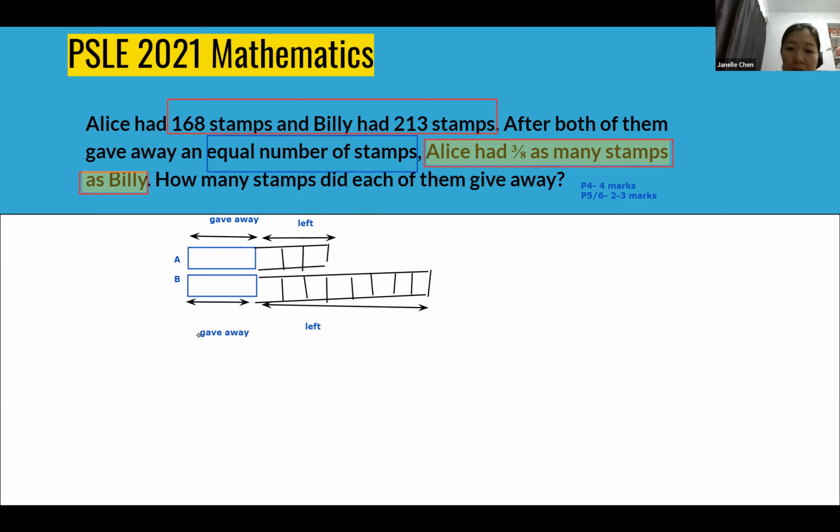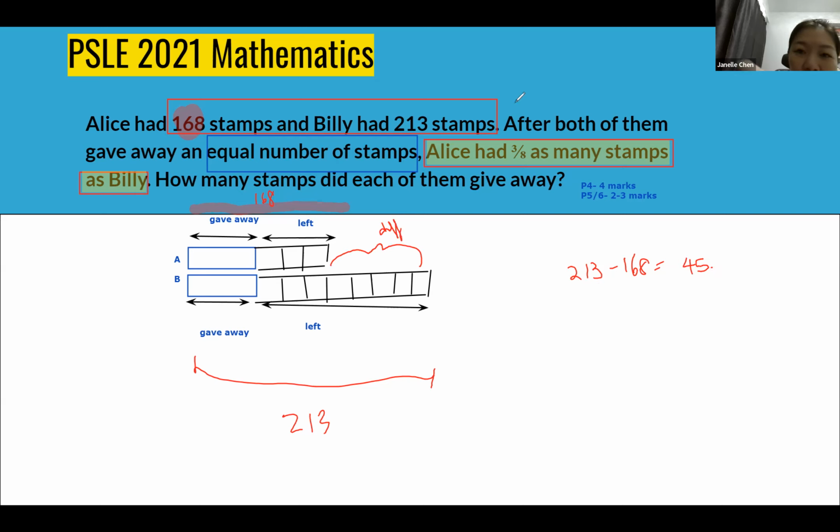So for those that have understood the red box, you will be able to see that at first, from here to here is equals to the at first 168. Correct or not? So this is 168 for Alice. And then from here to here is 213. So that's why just now I was saying that you can actually look at the question and start doing if you can understand the red box there. So 213 minus 168 gives me 45. And then this 45 is actually equals to this part here, which is the difference.